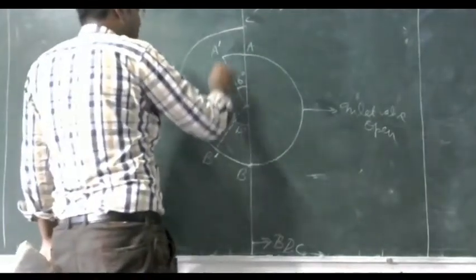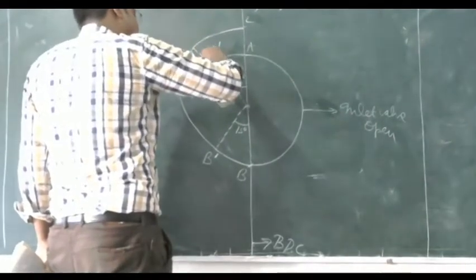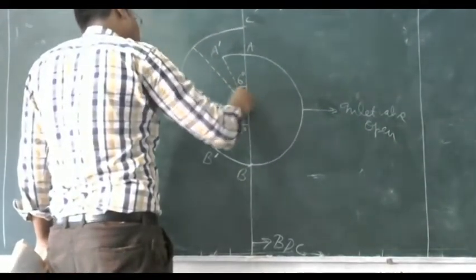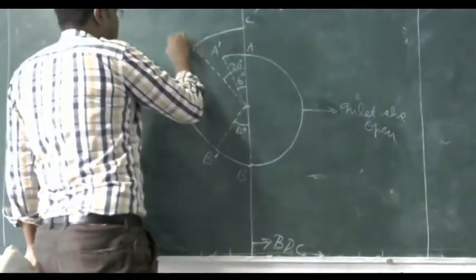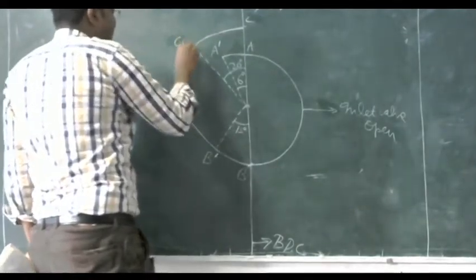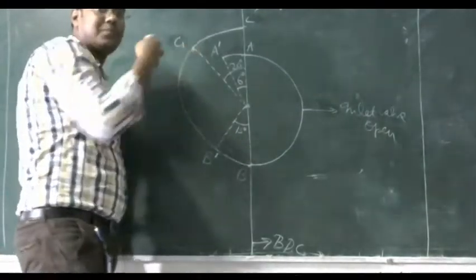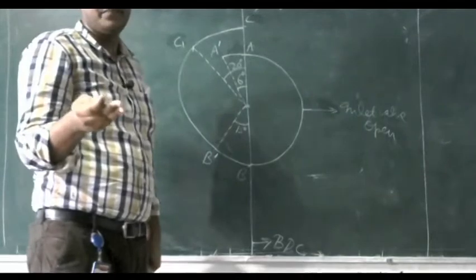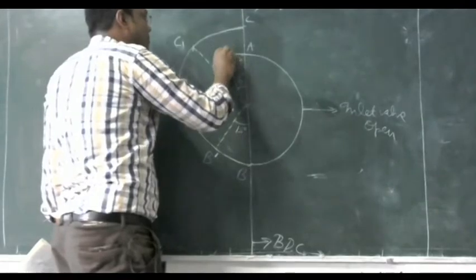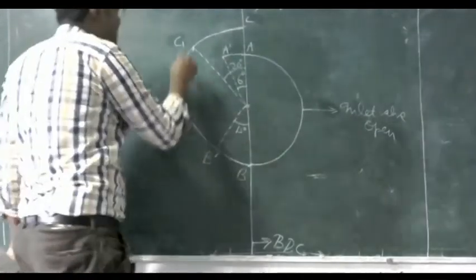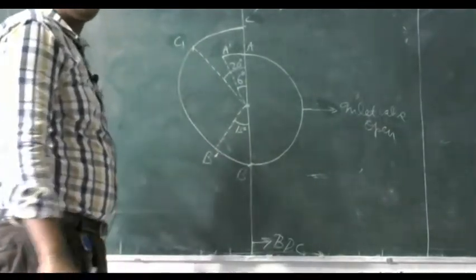So before point C, 20 degrees before, at point C1, we need to start the sparking action. After sparking, again it will take some time for the combustion to start. Combustion is a chemical reaction process, so it will take some time to start. So after sparking at point C1, combustion will start after 8 degrees.